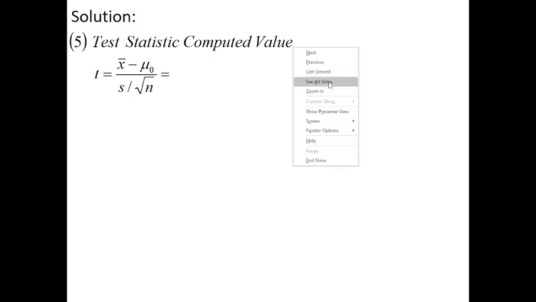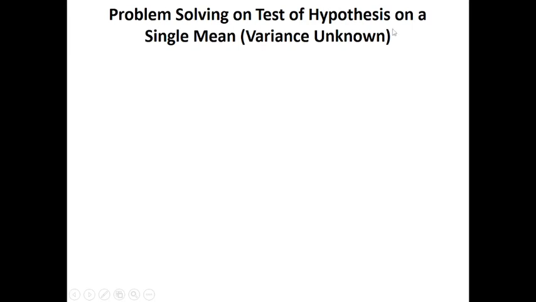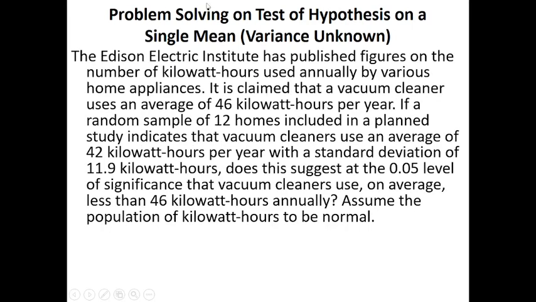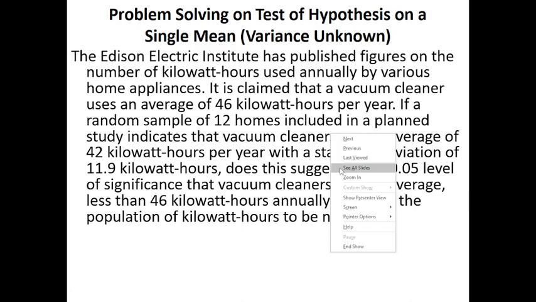All right. So the test statistic computed value will be this formula. So how did we arrive at that computed value? So let's see. We have here a test on a single mean. Test of hypothesis on a single mean, wherein the variance is unknown. If the variance is unknown and we are to test a hypothesis on a single mean, we shall employ t-test. So here's the hint.